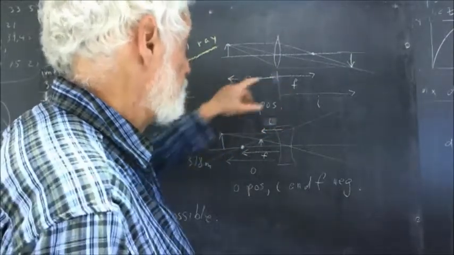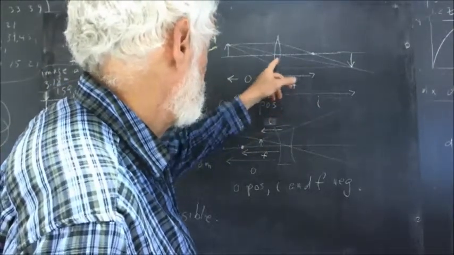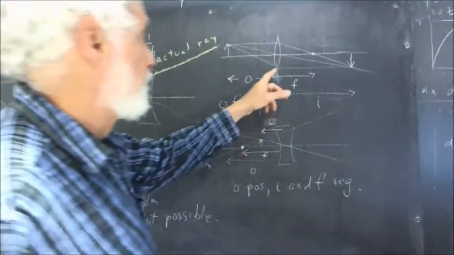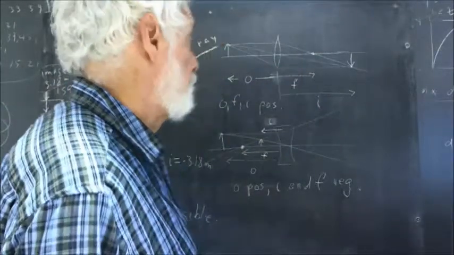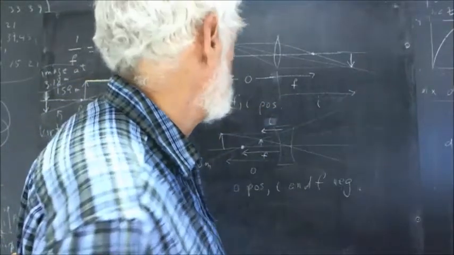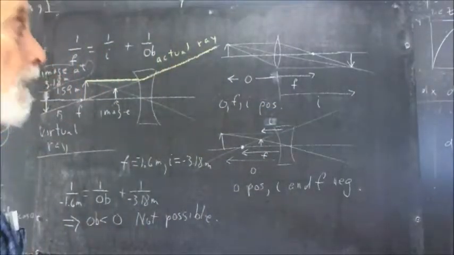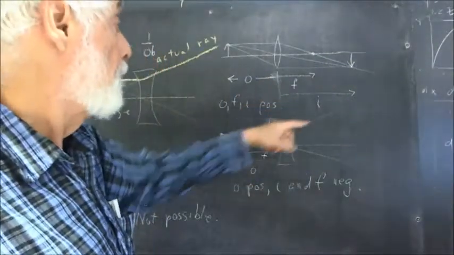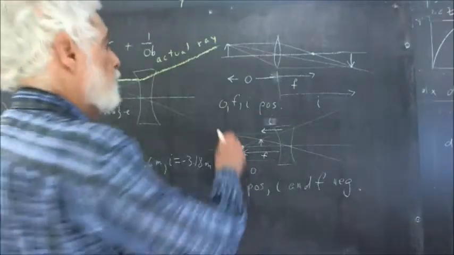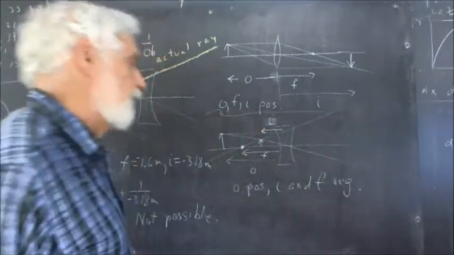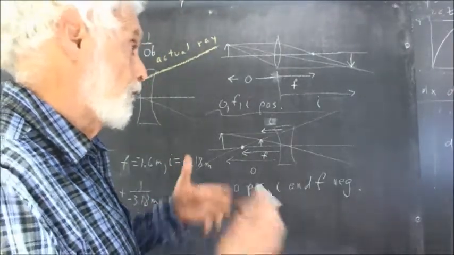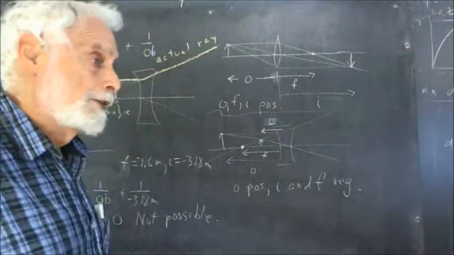Now, each of these is going to be measured from the lens. So I've got an arrow from the position of the lens to the position of the object, an arrow from the position of the lens to the position of the focal point, and an arrow from the position of the lens to the position of the image. In this case, all these are positive. O, F, and I are all positive. Okay? If one or more of these goes in an opposite direction, the ones that go in the opposite direction are negative.